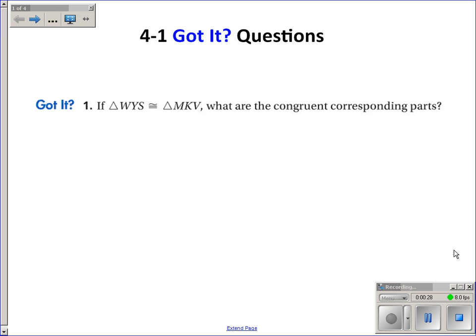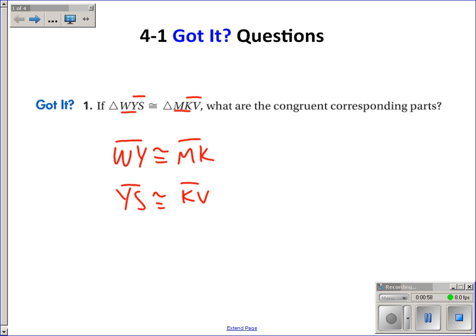is the correct answer. Okay, in question 1 we're asked what are the congruent corresponding parts. Now you can do this from either drawing a picture or just by looking at the order of the letters. Okay, so by looking at the letters, I know that segment WY is congruent to segment MK. Okay, I know that YS is congruent to KV. Okay, and that WS is congruent to MV.